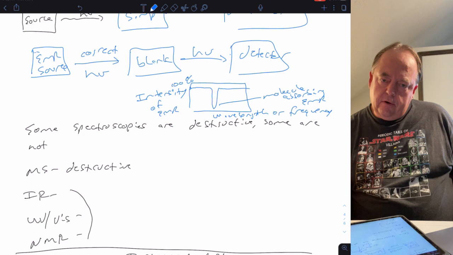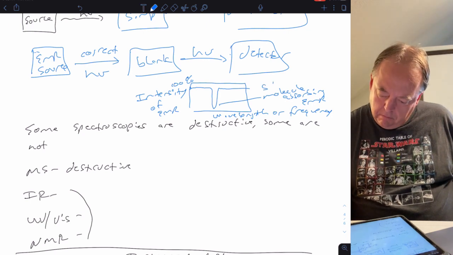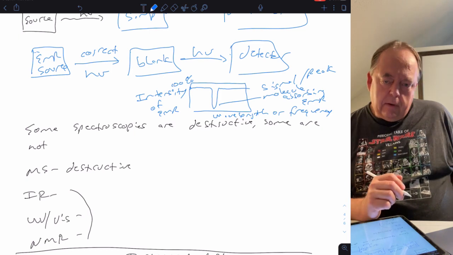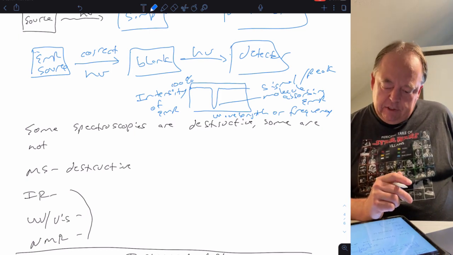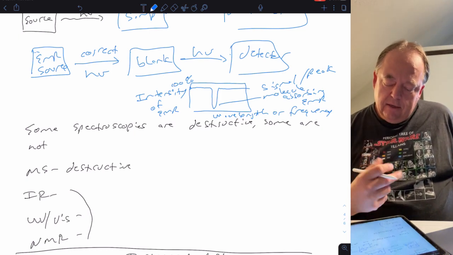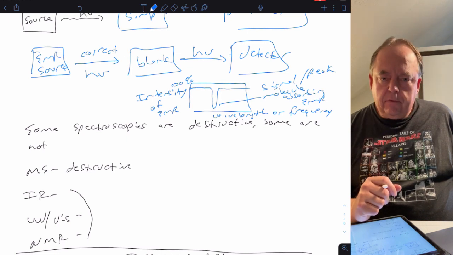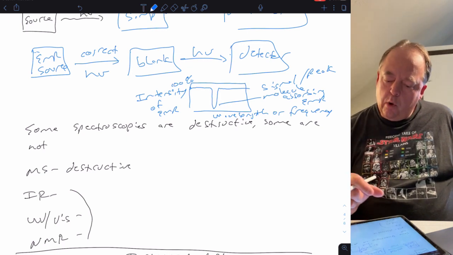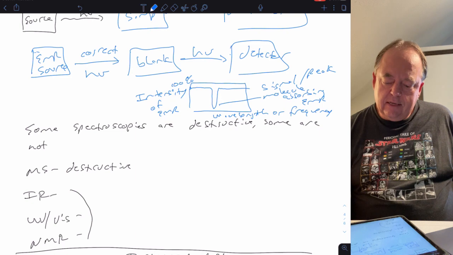Right, so you get a peak or a signal, and that just means the molecule is absorbing electromagnetic radiation. So your job now is to interpret that so that you can figure out something about the molecule. Depending on the wavelength of where that absorption occurs, that tells you something about the molecule.